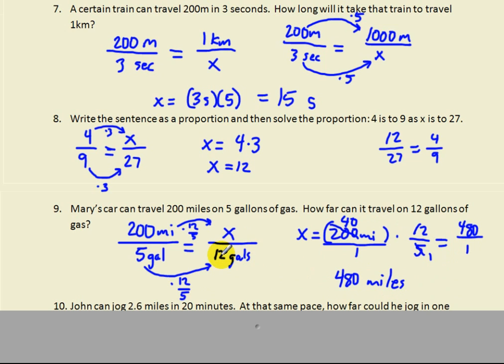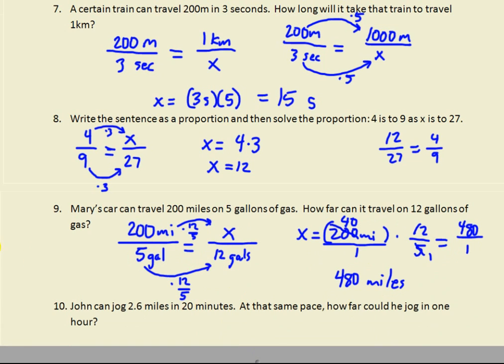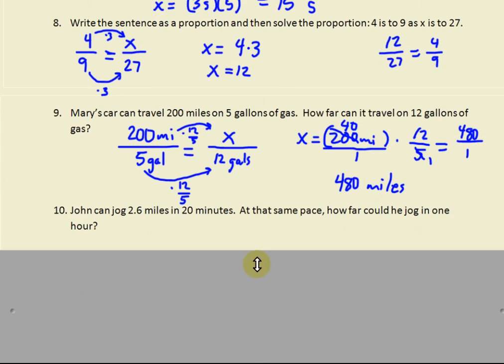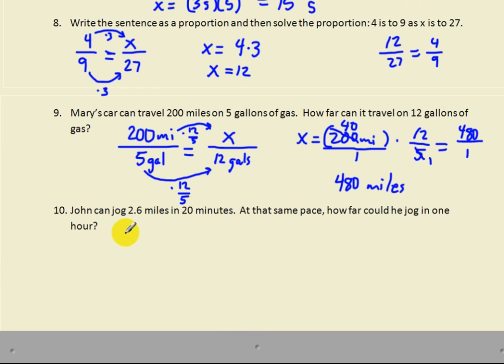Okay, and you can stop and think, 12 compared to 5 is a little more than twice 5, so we should be able to drive a little more than twice the distance. So 480 makes sense.